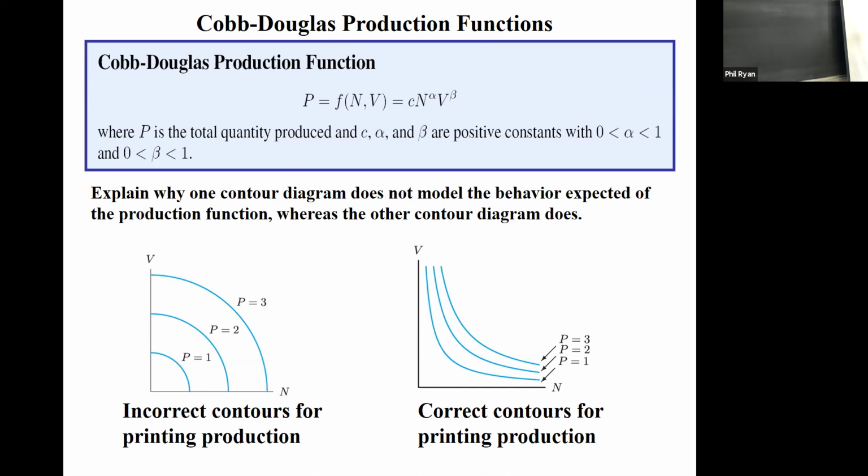These kinds of functions are known as Cobb-Douglas production functions, and they're a standard thing that people study in economics. Given that this is what the production function looks like, it's a function of two variables, right? N and V are going to be your variables. C, alpha, and beta are just parameters that depend upon whatever business you're in. And P is the output. So you've got two inputs and one output.